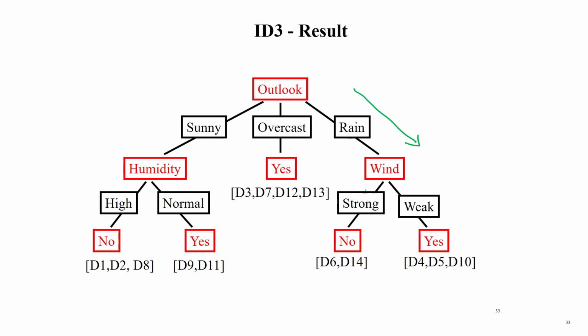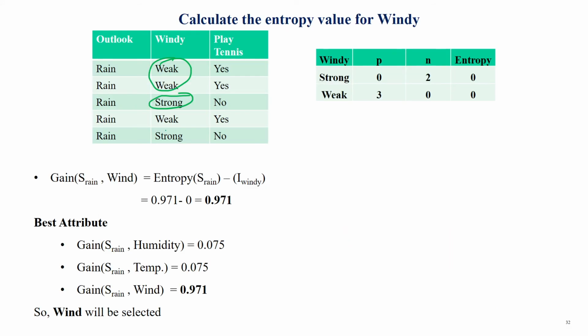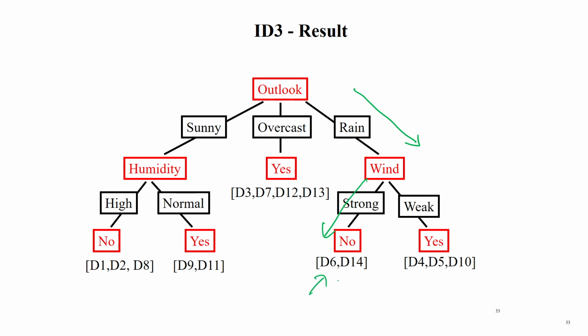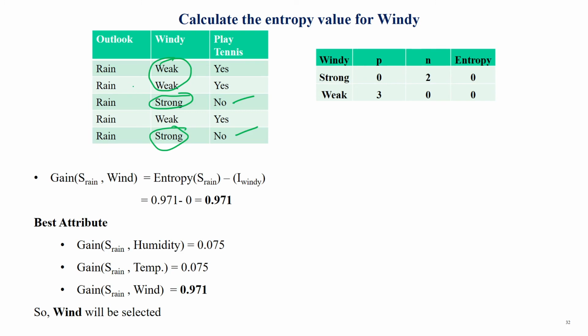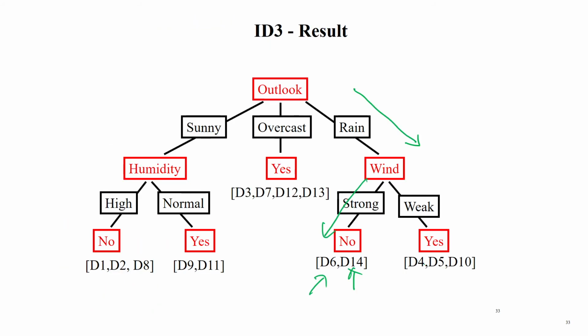When the wind is strong, how many samples are no? Both are no, both belong to no: the 6th sample and the 14th sample. And when wind is weak, all the samples belong to the positive class. So three samples, 4, 5, 10.